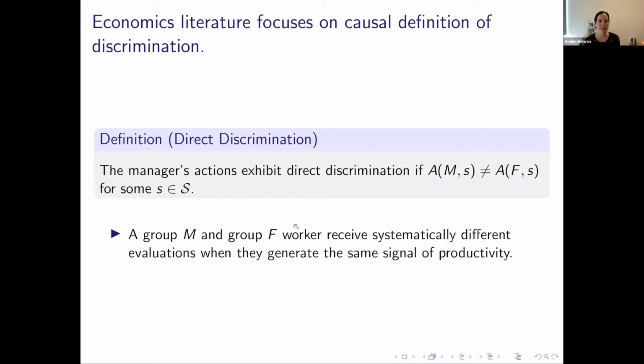This notion of direct discrimination says that the manager's actions exhibit discrimination if the action rule for a male who generates signal S is not equal to the action rule for a group F or a female who generates signal S, for some signal in the signal distribution. In other words, a group M and a group F worker receive systematically different evaluations when they generate the same observables aside from their group identity.